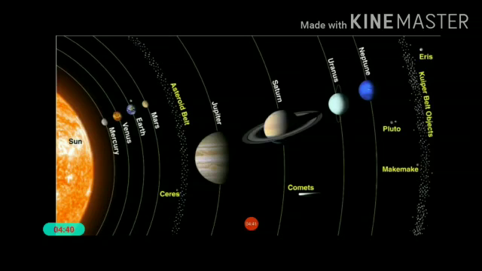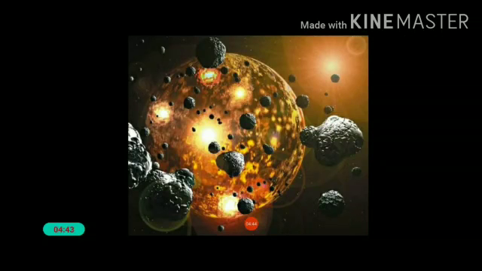Next, meteoroids. What are meteoroids? The small pieces of rock which move around the sun are called meteoroids. Sometimes these meteoroids come near the earth and tend to drop on it. During this process, due to friction with the air they get heated up and burn. This causes a flash of light.